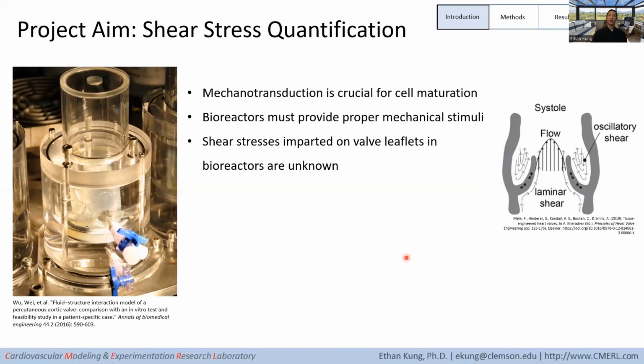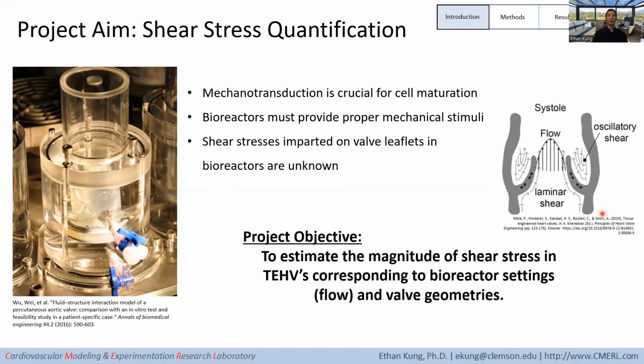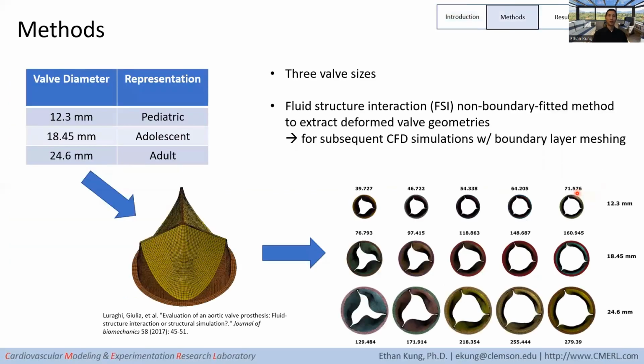And one of the challenges in the field is that when you operate a bioreactor with a tissue valve in there, you don't really know what kind of shear stresses you are imparting on these cells on the tissue valve. And so that's the motivation for our study. The goal of the study is to provide a set of data that can help estimate the magnitude of shear stress in bioreactor valves under different bioreactor operating conditions.